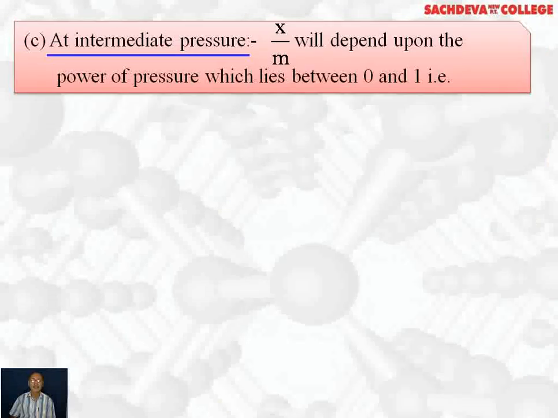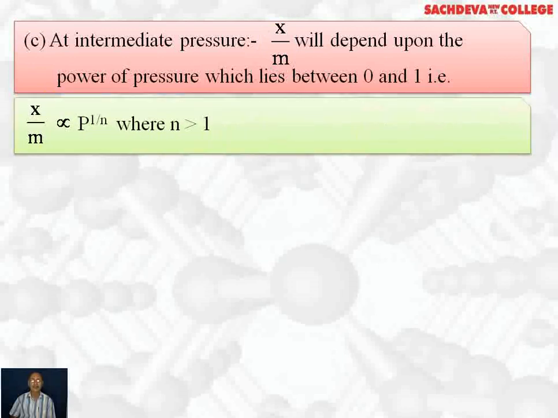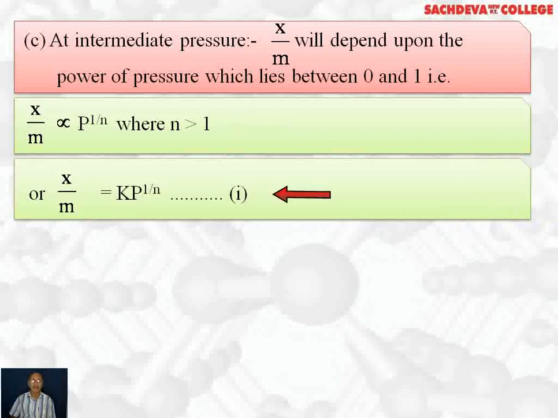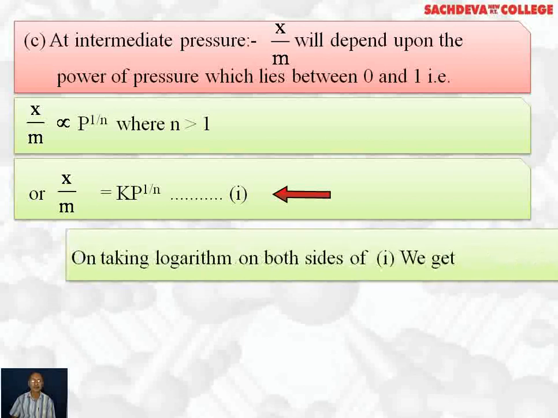At intermediate pressure, x over m will depend upon the power of pressure which lies between 0 and 1. That is, x over m is proportional to p raised to the power 1 over n, where n is greater than 1 and 1 over n lies between 0 and 1. x over m is equal to k into p raised to the power 1 by n. This is the first expression of Freundlich adsorption isotherm.